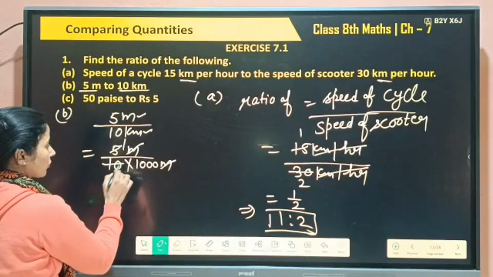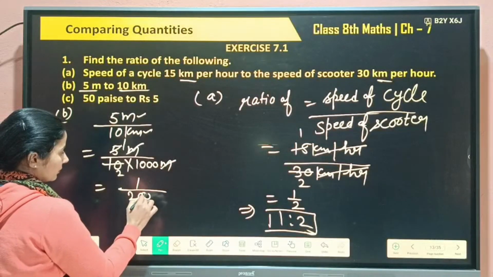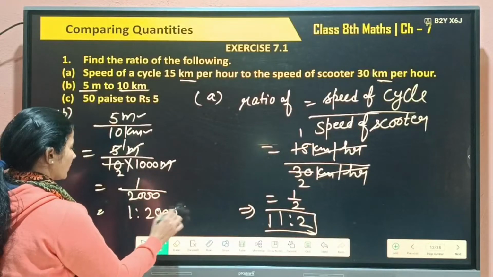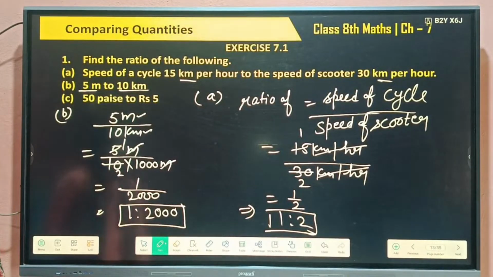5 1s are 5, 5 2s are 10. What is the ratio? 1 upon 2000. So in ratio, if you have to write, you will write 1 ratio 2000. What is the third part?